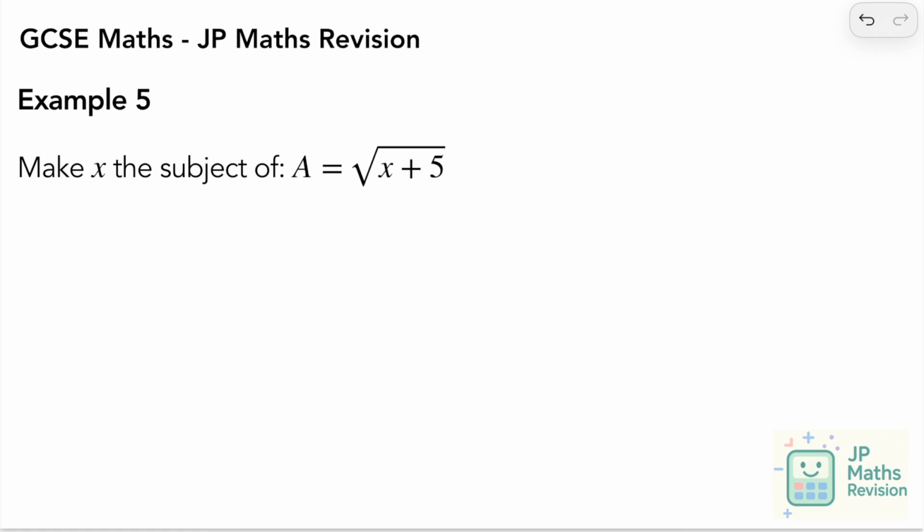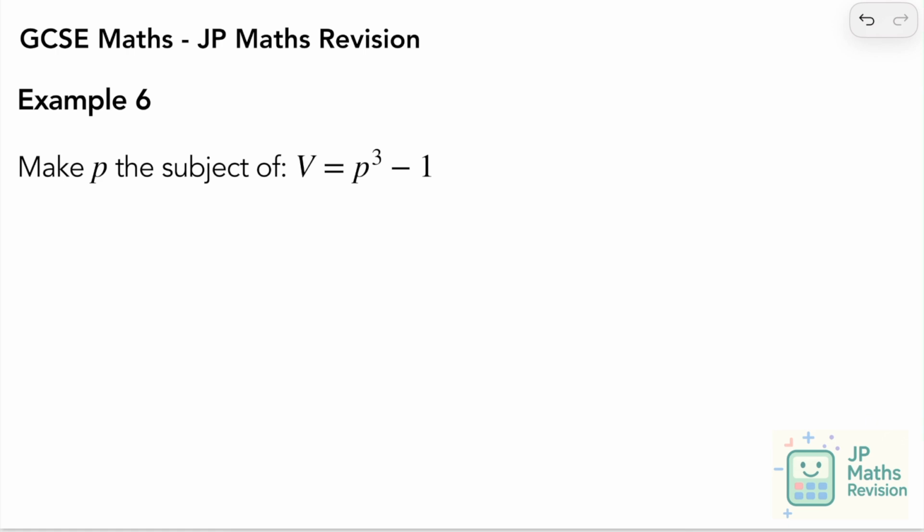So this example, we want to make x the subject. The thing that's in the way of x being by itself is this plus 5 and this square root sign. So we need to get rid of the square root by doing the inverse. The opposite of square rooting is squaring. So we need to square both sides. So we end up with a squared equals x plus 5. Now to get rid of the plus 5, we need to do the opposite of adding 5. So we subtract 5 from both sides. So we end up with x equals a squared minus 5. And now we have x by itself.